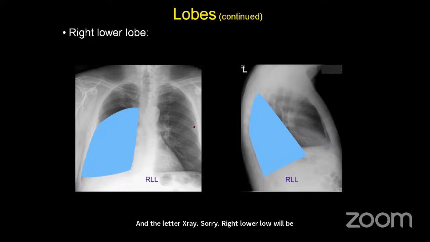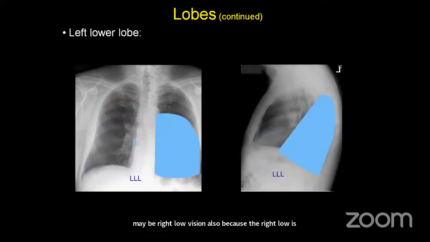Why this is important is, suppose there is a lesion here, we may actually misdiagnose it as a right upper lobe lesion. Actually, it may be a right lower lobe lesion also, because the right lower lobe is going right up to the posterior aspect towards the apex also.